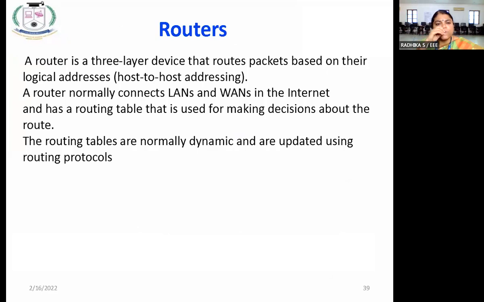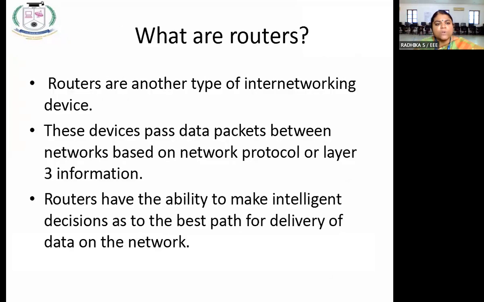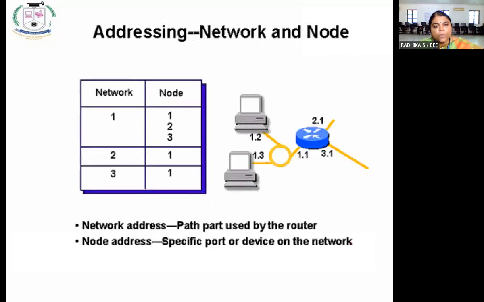So some more points relating to routers. They are another type of interconnecting device, and they are capable of transferring packets. They have intelligence which can deliver the packets to the destination. So this is how a routing table will look.